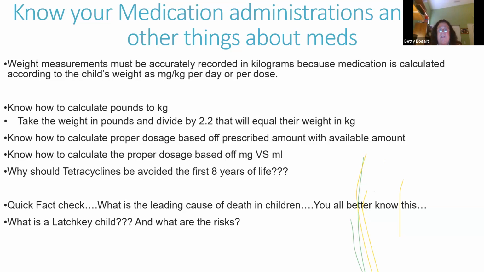And what's the leading cause of death in children? Injuries, right? Any sort of injuries. And then a latchkey child. These are kids that come home from school, nobody's there, they have a key, they've been told to go in, lock the door, do your homework, get a snack, and stay in the house. Now, there's a lot of risks with this. They could burn themselves, or they could injure themselves. There's an increased risk of injuries in latchkey kids because nobody's telling them what to do, right?